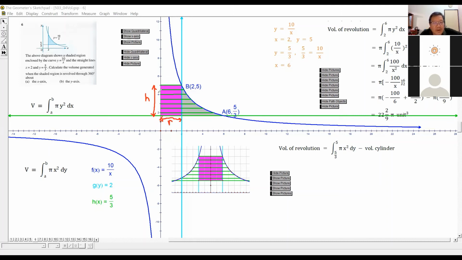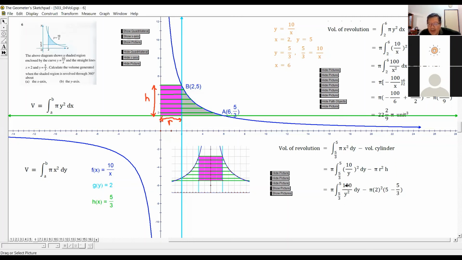So we use the volume generated by the green line minus the volume generated by the pink color. So what are we going to get? We are using the same curve, but this time you must make x the subject of the formula. So x is 10 over y, and x squared is 100 over y squared. And the volume of the cylinder, the pink color, is pi r squared h. So we carry on. It is 100 over y squared, integrate with respect to y. Then radius 2 squared, height of the cylinder 5 minus 5 over 3.